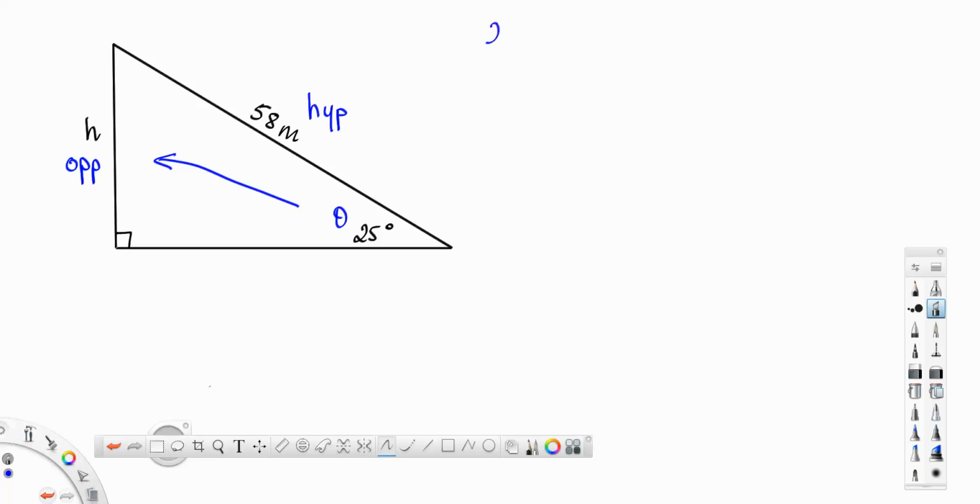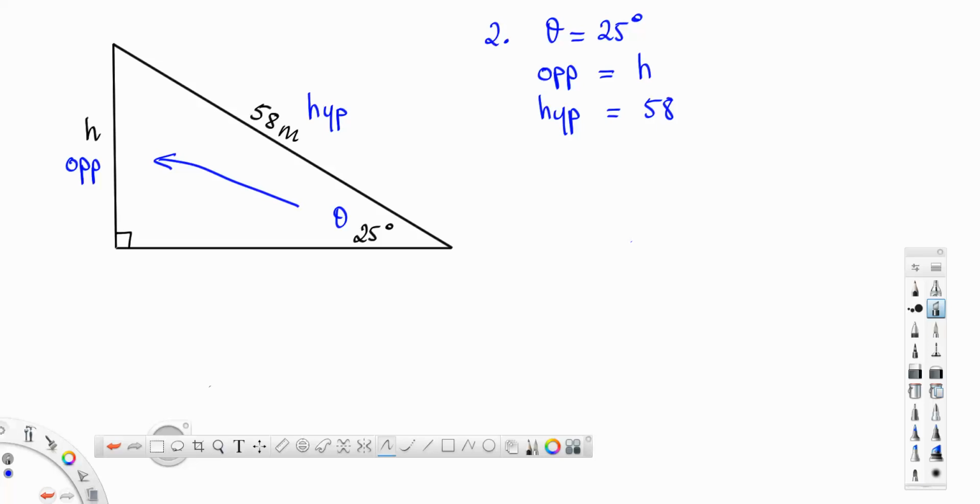Now let's do step two. In step two we list the information we've got available to us. All right, so I know that theta is 25 degrees. I know that my opposite side is H, and that's the thing that we're trying to find. My hypotenuse is 58 metres. So that's the info I've got. I also have a right angle, but I'm just assuming that we've got that.